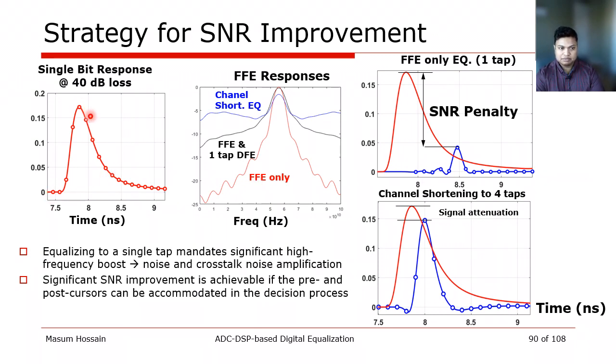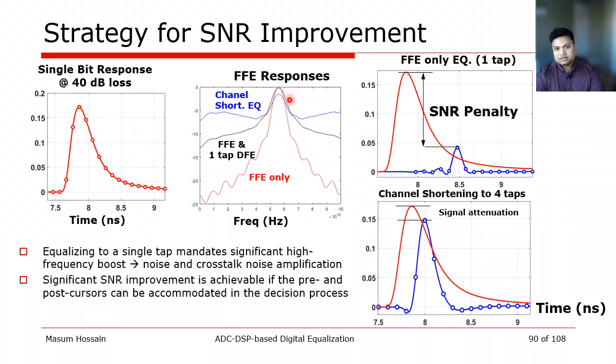Here the same single bit response is shown with the precursor and postcursor amount explicitly. As we discussed in slide 55, once the FFE tries to equalize the single bit response, there is a significant reduction of the main amplitude. And this reduction in the main magnitude is also visible in the frequency response from the FFE transfer curve. We see that at low frequency it is significantly attenuated, and at high frequency it goes to 0 dB.